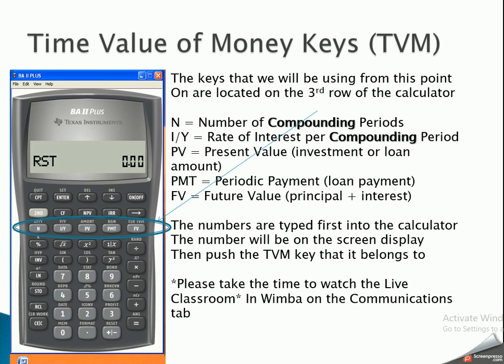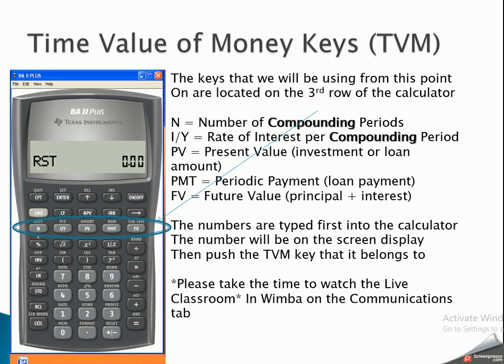by 12. The PV stands for the present value, and that's how much money you have today, or it's how much money you're borrowing today. So today is always the key word to the present value. The PMT is the payment, and we will get into that. It's an annuity payment, and we will get into that in the next chapter. So in this chapter, that payment key is always going to be 0.